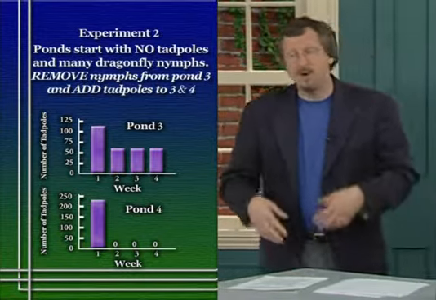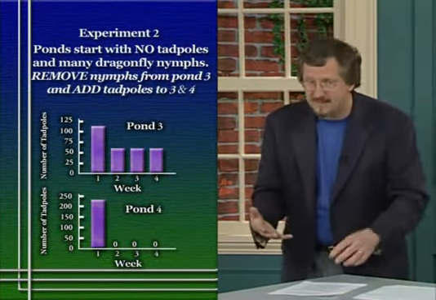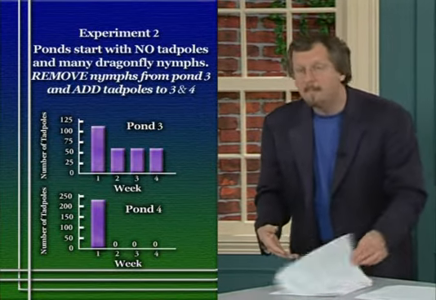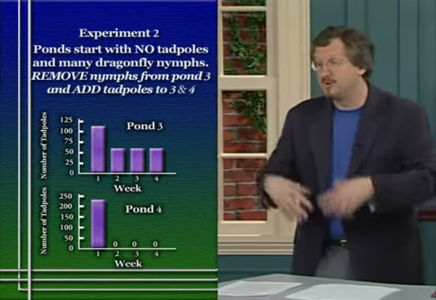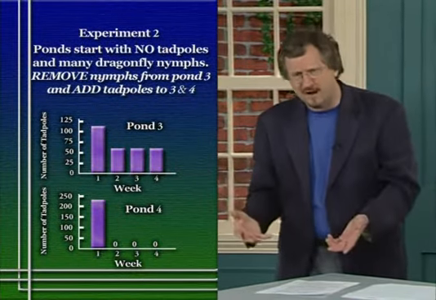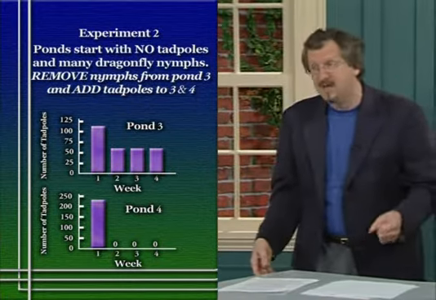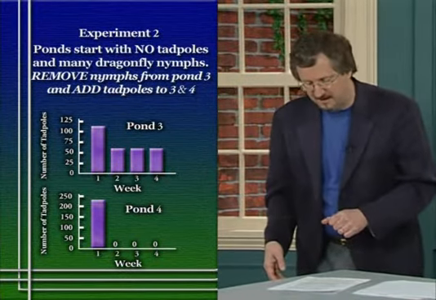Well, what happened? Well, in ponds where he had removed the nymphs and added tadpoles, again, some of the tadpoles died over several weeks, but many of them survived and emerged as adults. And again, not surprisingly, in the pond that started out with dragonflies, where hundreds of tadpoles were added, pretty quickly those tadpoles were eaten by the dragonflies.